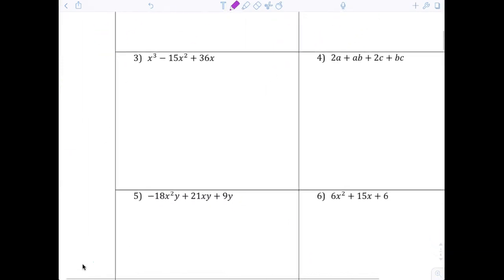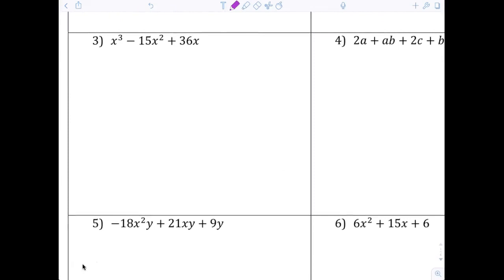All right, here we go. Question number 3. Now remember, your job is not to watch me do it. Your job is to try to get it done before I get it done. That way you can see what your mistakes are. For number 3, we are factoring out a what? We're factoring out an x. So we factor out an x. You end up with x squared minus 15x plus 36. Everybody good with that?